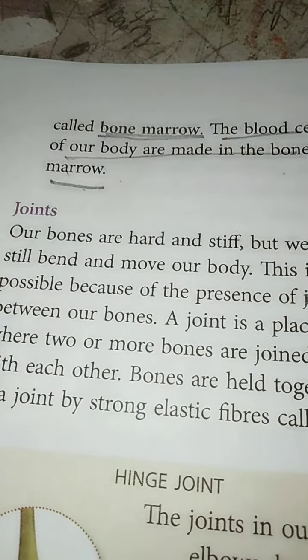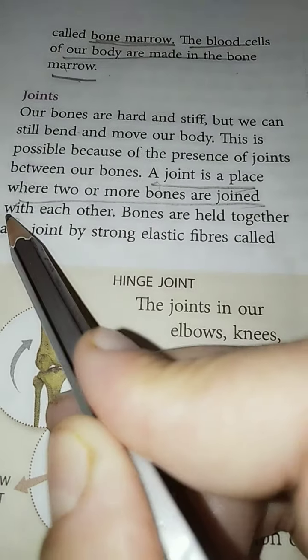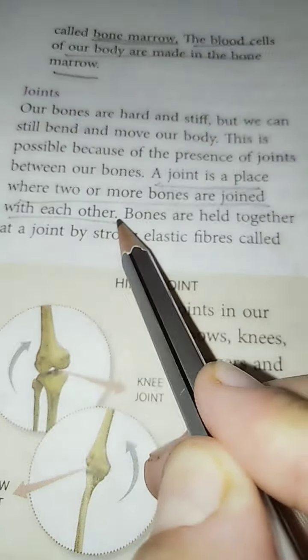Now come to the next topic, that is joints. Our bones are connected to each other, and the place where they are connected is called the joint. So a joint is a place where two or more bones are joined with each other. And to hold each other, there should be something to hold them. So they are held together at a joint by strong elastic fibers. They are called the ligaments.